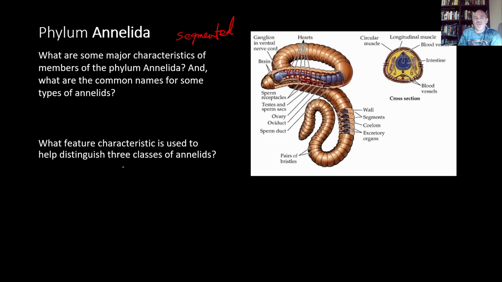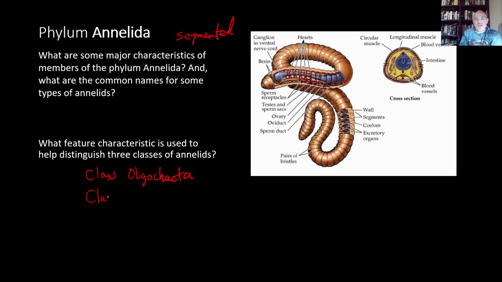We're going to be dealing with three classes here of the phylum Annelida. One of the distinguishing features is these bristle, hair-like structures that they have along their body. Earthworms belong to a group called Oligochaeta, and oligos means few. So they do have a few of these bristle-like structures, and they help the earthworm get traction as they move through soil.